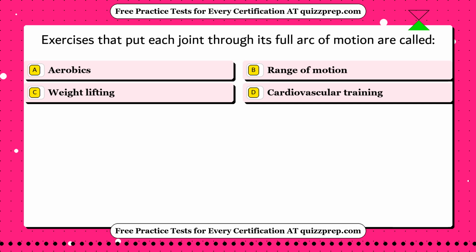Question 42. Exercises that put each joint through its full arc of motion are called option A, aerobics, option B, range of motion, option C, weightlifting, option D, cardiovascular training.